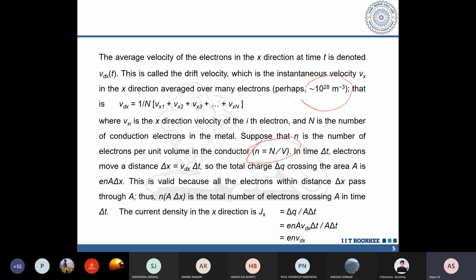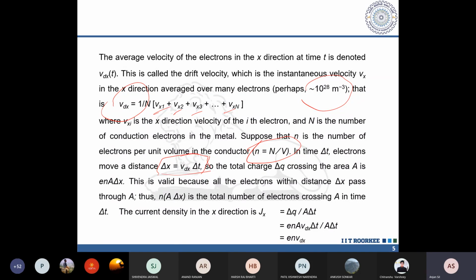Now you have one electron with Vx1, then Vx2, Vx3, up to Vxn. The average velocity is 1 upon n into the summation. It's not only one electron, we have to take many electrons, sum them up and divide by the total number, so you get the average. When you do all this, you get a very simple relationship in terms of velocity: delta x is v dx into delta t, because v dx is nothing but delta x by delta t, into delta t is equal to delta x, right?